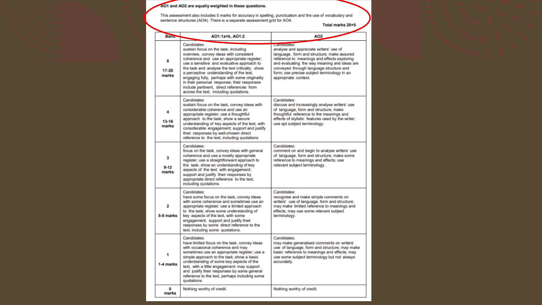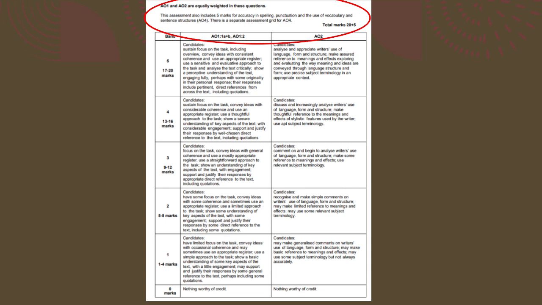So I'm going to start from band 2 here down the bottom, please, and we'll look at that AO1 grid. AO1 includes your quotations, your references to the play, as well as how you actually respond to the question. To put this in layman's terms, when it says have some focus on the task, convey ideas with some coherence, coherence means it makes sense, and sometimes use an appropriate register.